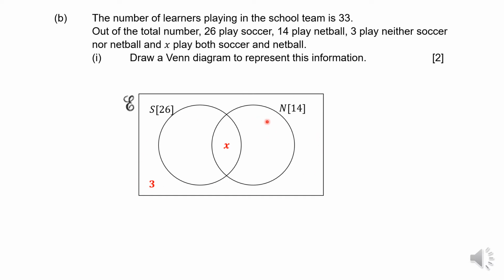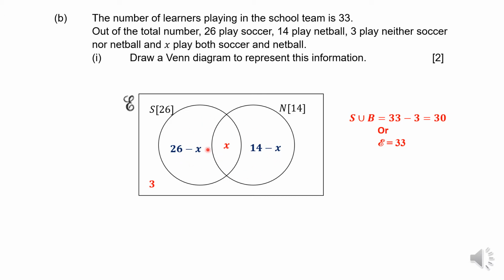Now, to find this missing value, I will have to say 14 minus the ones that play both, and also 26 minus the ones that play both. That is how you complete this. So supposedly they tell you to find the value of X, therefore you can just add everything here and let it equal 33. Or you can also take the union of these two sets and take away 3, and that gives you 30.